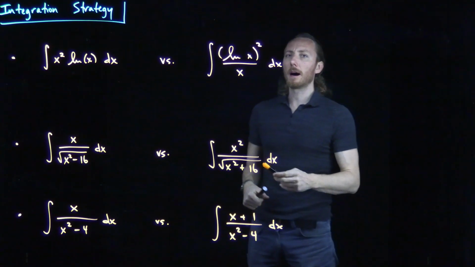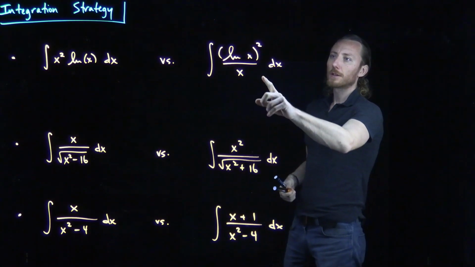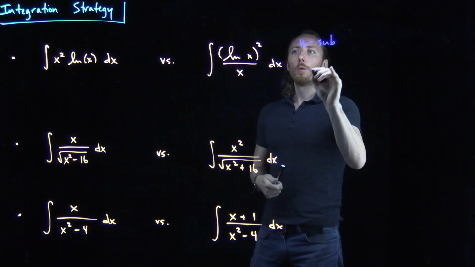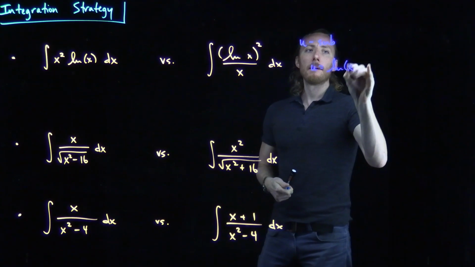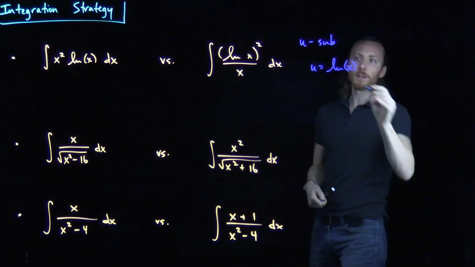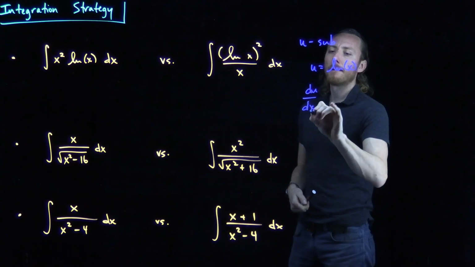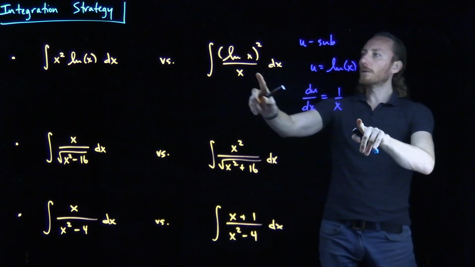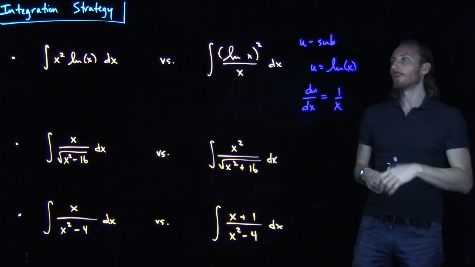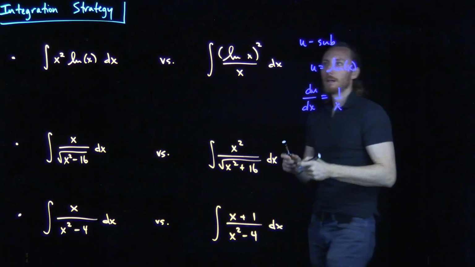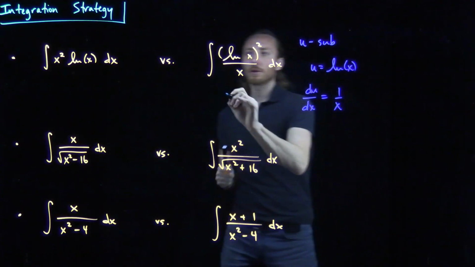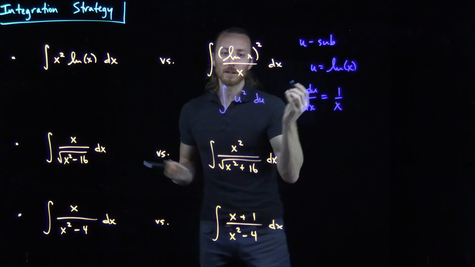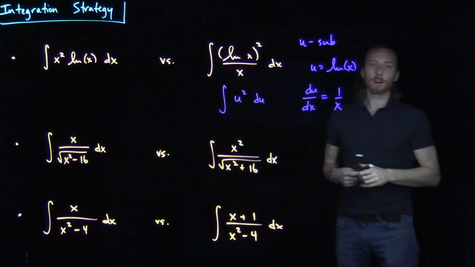As far as where u sub is more preferential, this one on the right would work nicely with u sub. If we use u sub here with u equal to ln x, note that the derivative of u, du over dx, is just 1 over x. And well, that's preferential, right? Because the 1 over x is hanging out within our expression. So to manipulate using u substitution, we could ultimately take this integral and write it as just u squared du, which is not bad at all to work with.